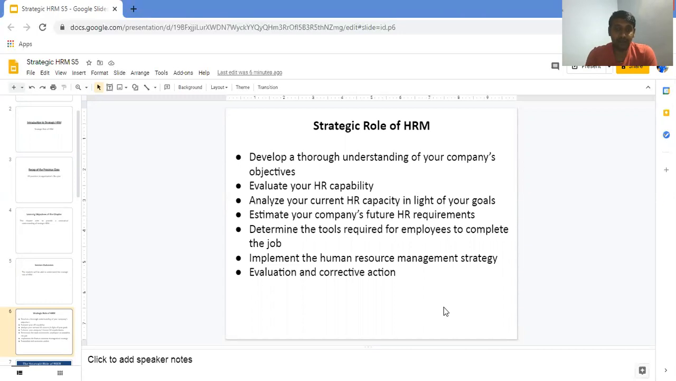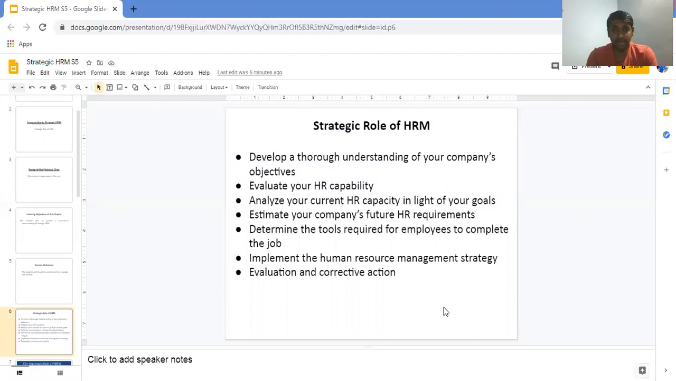The first one is to develop a thorough understanding of your company's objectives. No doubt, it is a duty or responsibility of every human resource manager to develop their own understanding of the company's objectives. So they have to analyze the company's goals, responsibilities, objectives and vision, how to adapt to the particular organization, and how to develop their own understanding to satisfy those vision and goals. So it is the prime role of every human resource manager.